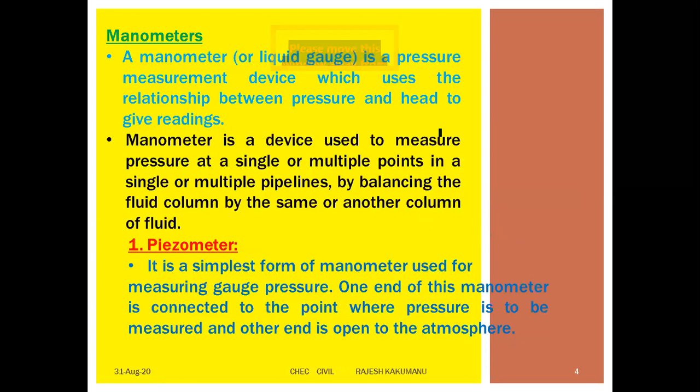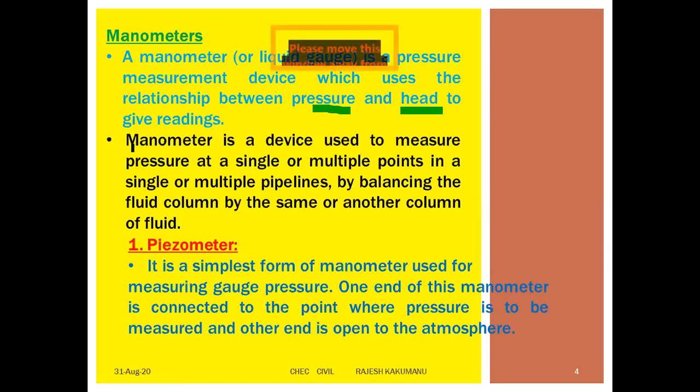Now see the manometer concept. A manometer or liquid gauge. Generally a manometer measures with liquids, whereas mechanical gauges check with spring devices or dead weight devices. Okay? A manometer is a pressure measurement device which is used in the relationship between the pressure and head to give the relative readings. Now a manometer device is used to measure the pressure.